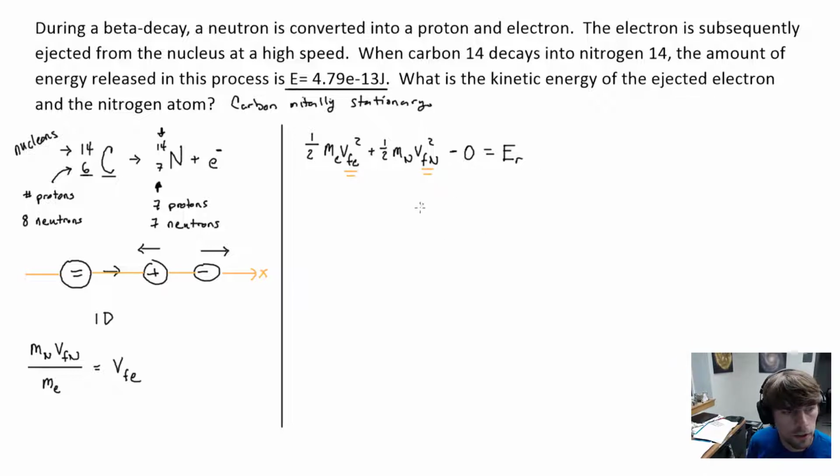Okay, off and rolling. We're going to take this and substitute it in right here. So I have the mass of the electron times the quantity mass of the nitrogen, final speed of the nitrogen, divided by the mass of the electron. That quantity is squared. Plus the mass of the nitrogen, the final speed of the nitrogen, squared. And that whole rigmarole is going to equal 2 times the released energy.